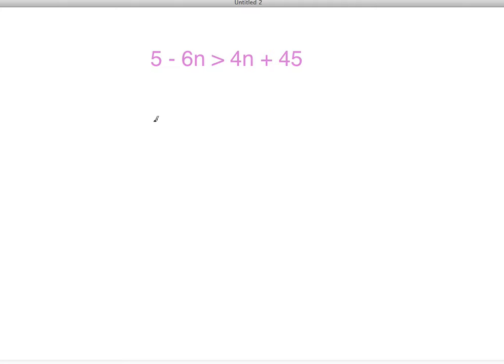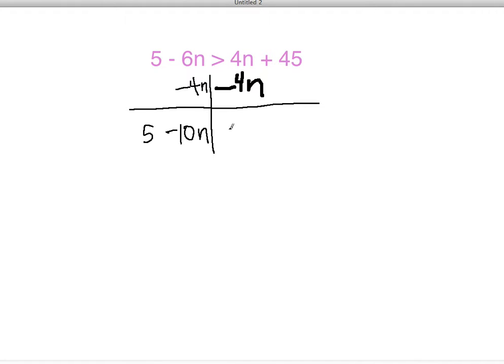So just like a normal equation, all we're going to be trying to do is get all things with a variable on one side and all the constants on the other side. So first I am going to subtract this 4n. Okay. So if I do it on one side, I must do it on the other side. So I have this minus 4n here. So now we have 5 minus 10n is greater than 45.